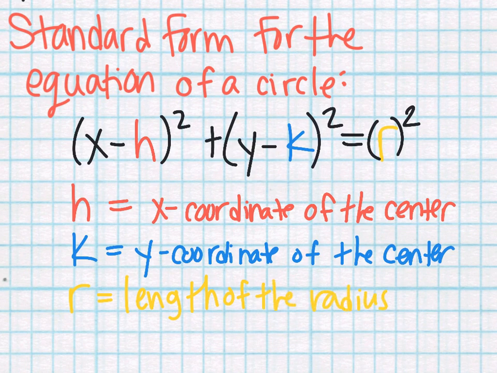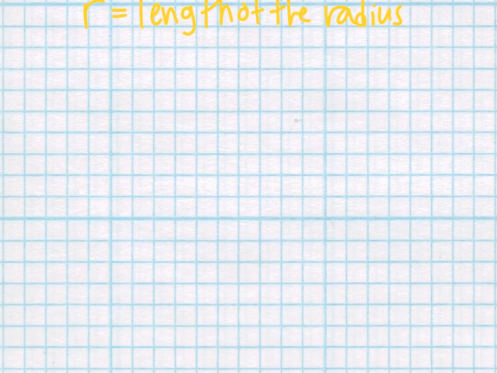So we can say the center of the circle has the coordinates (h, k). So now we're going to look at a couple of examples. How do we use this? How does it help us? Okay, make sure you have that formula handy because we're going to need it.